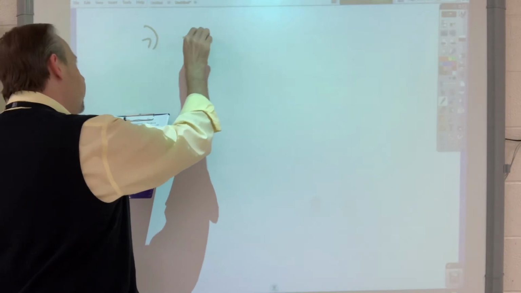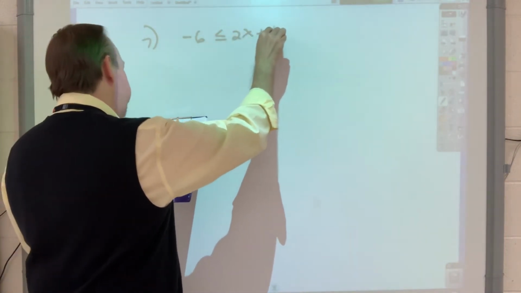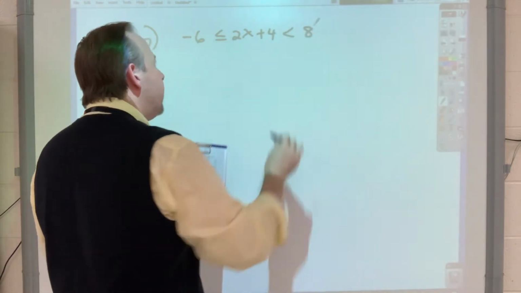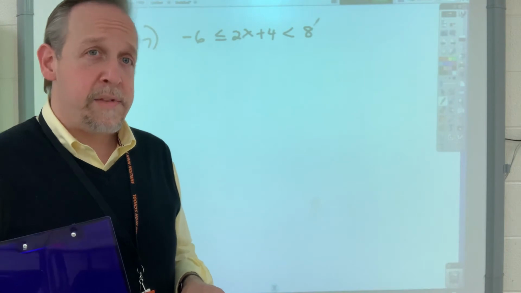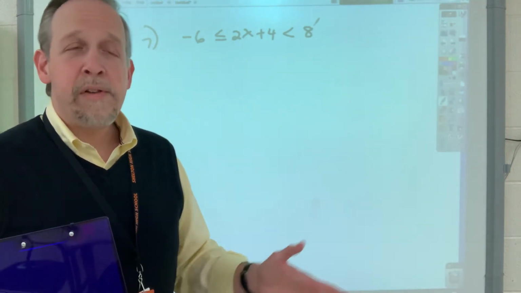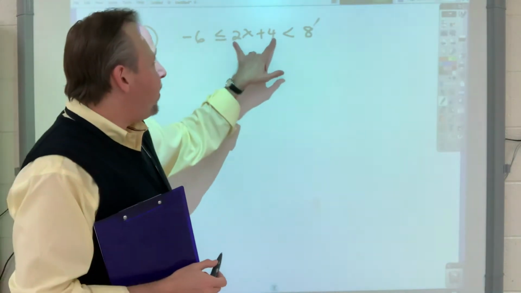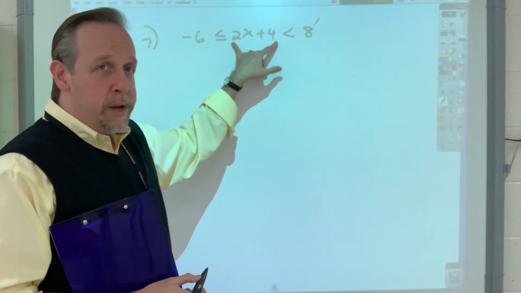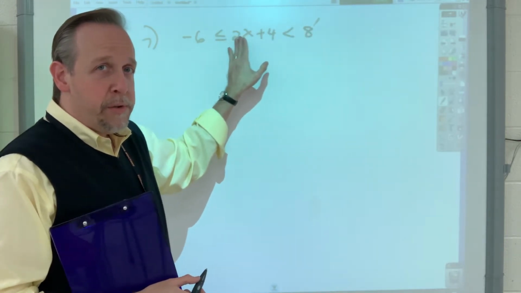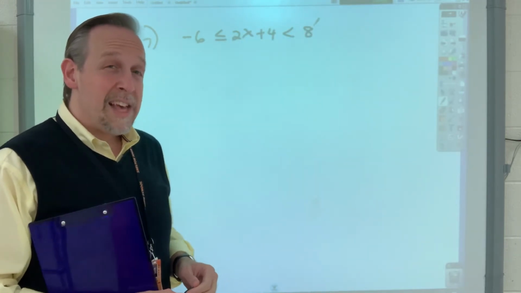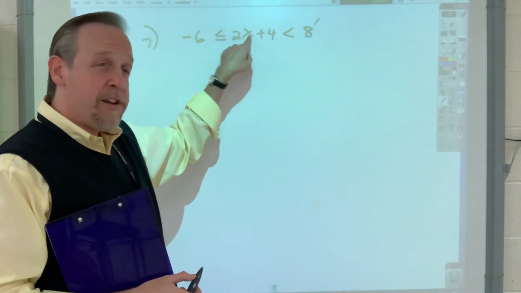Number 7 said negative 6 is less than or equal to 2x plus 4, which is less than 8. I've given examples of this before. I did them in class and I've done them on video. So what we have to do here is solve for x as always. But remember that the x this time is in between 2 other values, in between 2 other inequality symbols. To get that x by itself, you have to carefully isolate that term.